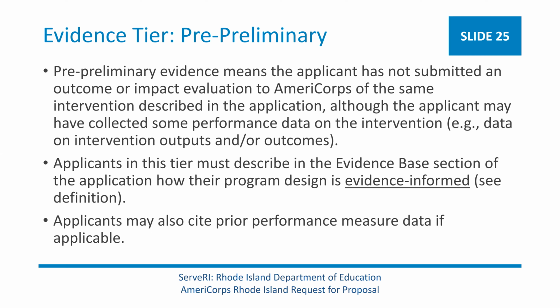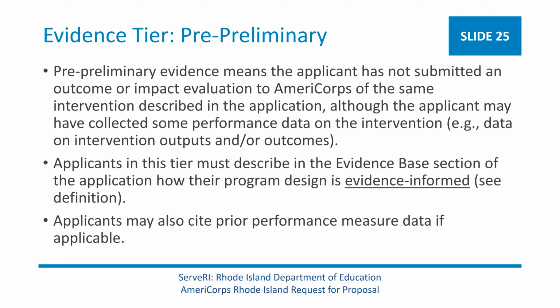So the first level is pre-preliminary. And what they mean by a program that has pre-preliminary evidence, it means that you have not submitted to AmeriCorps a report as part of your application that contains an outcome or impact evaluation of the same intervention that you're describing in the application. Though you have probably collected some data similar to performance measures about the work that you're proposing to do.